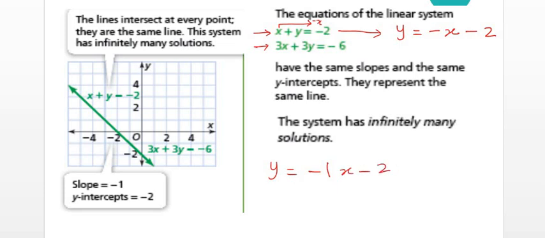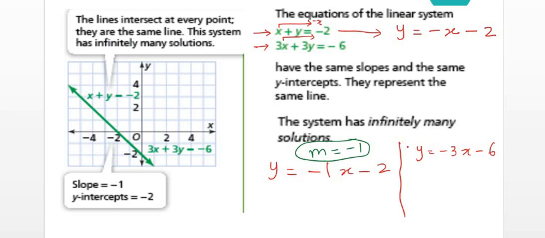So the value of the slope in this case is m equals -1. Now let's check the second equation. How can we change the second equation into standard form? First I will move this 3x to the other side, so it will become y equals -3x, and then we have -3, this is 3y.